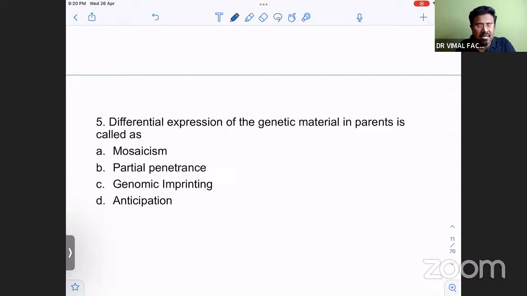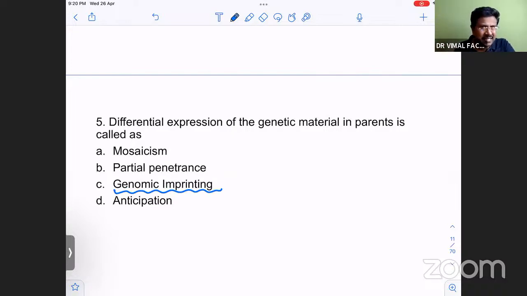One genetic material is expressed in one parent and in the other parent it is not expressed. Such a thing is called genomic imprinting. I'll give you the examples and the diseases, then you will be in a better position to understand this genomic imprinting concept. Imprinting is nothing but silencing.